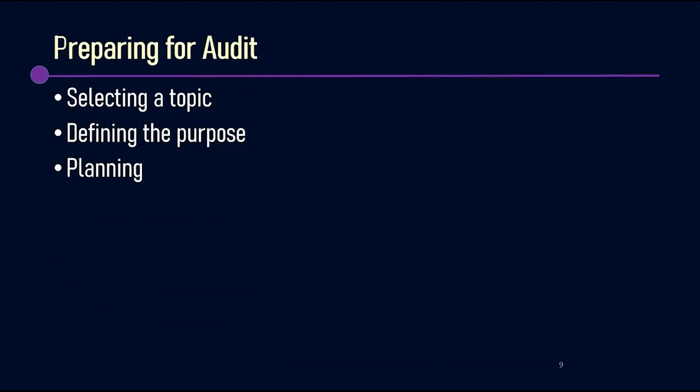Now, we have decided we would like to do an audit. So these are the steps you should follow. First, you should select a topic. For example, if you perform surgery and for the last 1 or 2 months you have detected more post-operative wound infection, then maybe you'd like to audit wound infection. Next is defining the purpose. What is the purpose of doing the audit? Because you think that your wound infection rate seems higher than the currently expected wound infection rate. And third, you need to do planning.